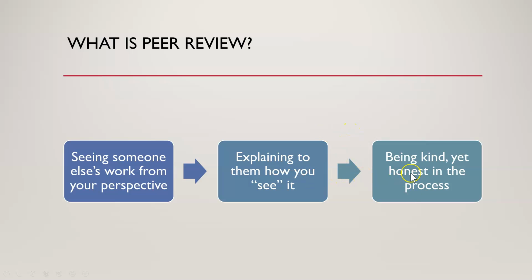And as you do the peer review, keep in mind that you should be kind yet honest in the process. In other words, if you know that your peer did the assignment wrong, don't tell them they're an idiot. Instead, refer them to the assignment prompt so that they have a better clarification on what they need to do.